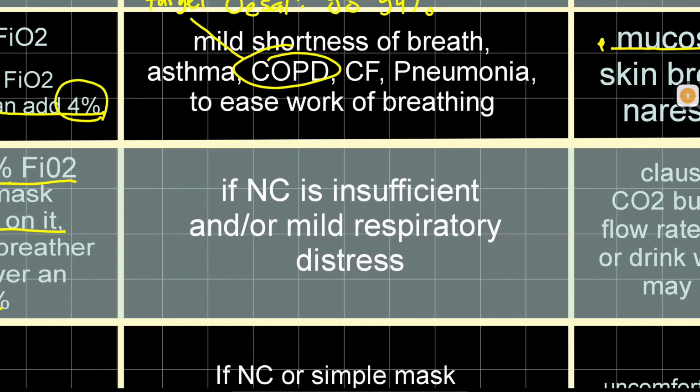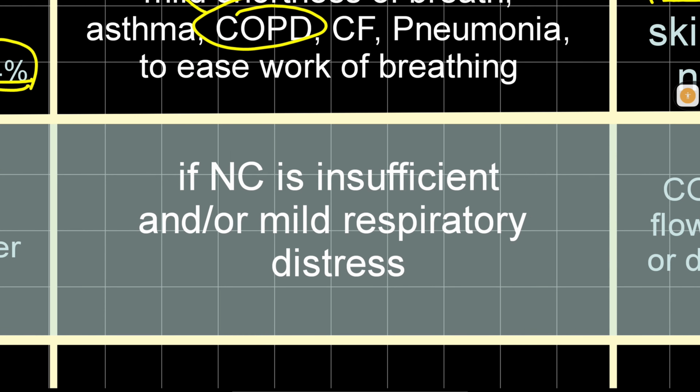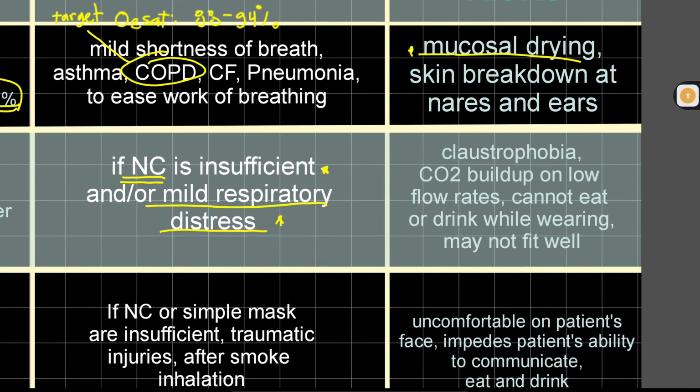Next, when are you going to use your simple face mask? So if nasal cannula is insufficient, right, what I told you? It goes up gradually. It depends on the patient's case. But typically we start with nasal cannula, then we move to face mask if the nasal cannula is ineffective and or mild respiratory distress is noticed in your patient. Meaning, the patient still has difficulty breathing, labored breathing, desaturation, tachypnea, all of those. And check your blood gases, that could tell you that the nasal cannula is actually ineffective.